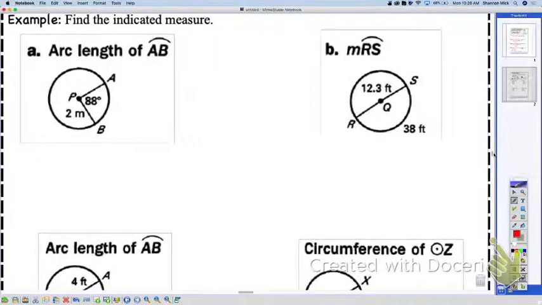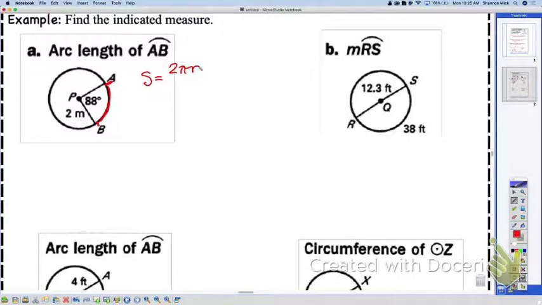So I have the arc length of AB. That means I want this outside here, right? I'm going to use just the formula, aren't I? And the formula was S equals 2 pi r. Where does the 2 pi r come from? Isn't that the circumference of a circle? Yeah, because we're finding a fraction of that circumference, aren't we?